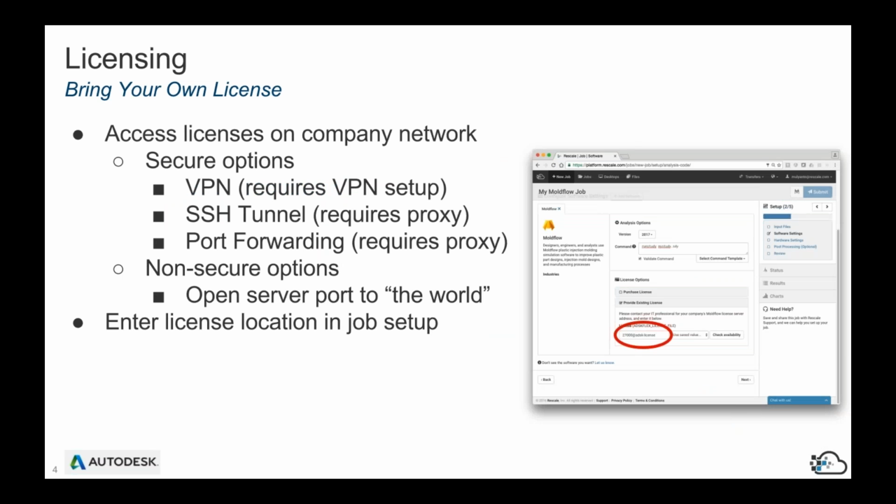The second thing that you'll need to do is set up a connection to your licenses. Moldflow is available with bring your own licenses. We can help you set up this connection to your internal license server, either through VPN, SSH tunneling, or port forwarding. Once you've got your local license server connected, it's as easy as entering your license location in your job setup to use these licenses.